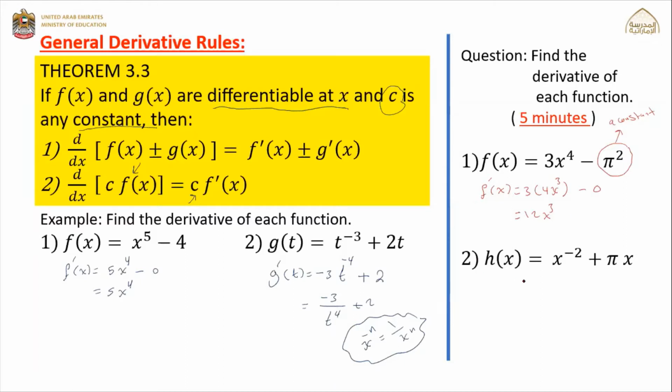The second one, h of x equals x to the power minus 2 plus pi x. H prime of x equals the derivative of x to the power minus 2, which is minus 2 x to the power negative 3, because minus 2 minus 1 is negative 3, plus pi times x. Pi is a constant, the derivative of x is 1, so the final result is minus 2 over x cubed, because I take x to the power minus 3 to the denominator and change the sign of the power, plus pi times 1 is pi.